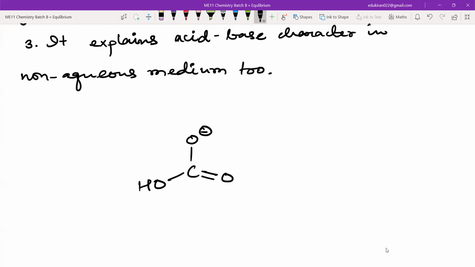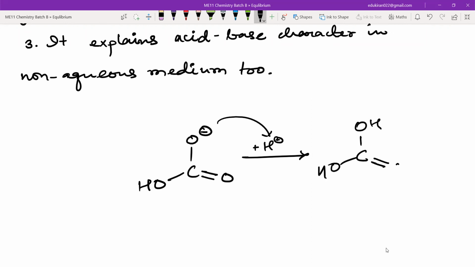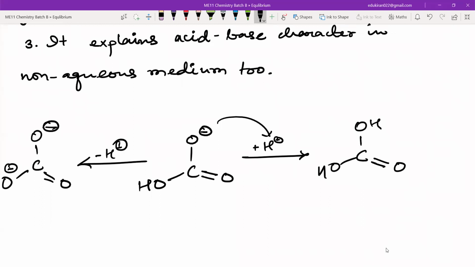Okay, this is HCO3 negative. Tell me, if I add H plus, I will get... yes or no? Yes, sir. Right. But if I remove H plus from here, then I will be getting... yes or no? Yes. Okay.